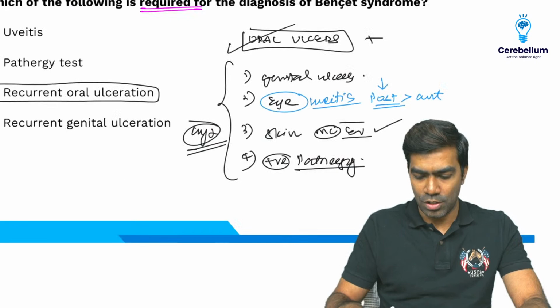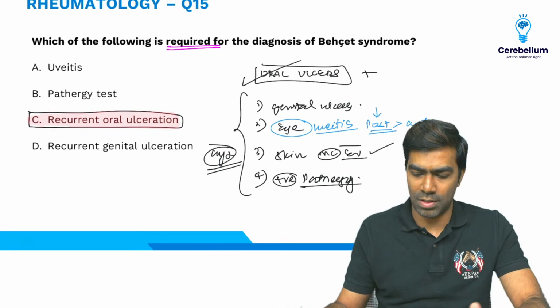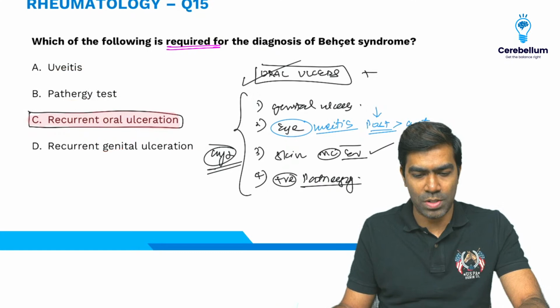So what is required is going to be recurrent oral ulceration. This is something that is definitely needed for the diagnosis. Without that, you will not be able to diagnose. Others are optional. Others are also criteria for diagnosis of Behçet, but they are optional. Your recurrent oral ulcers are required for diagnosis.